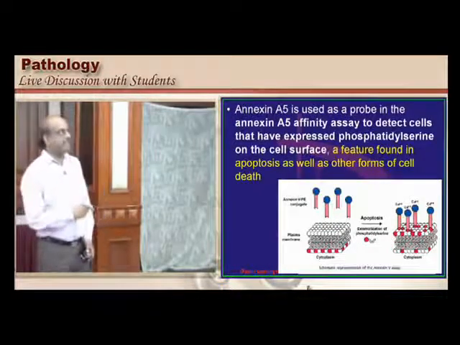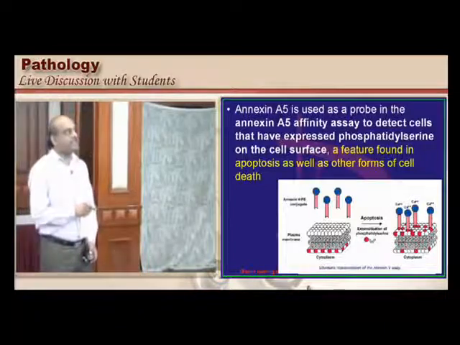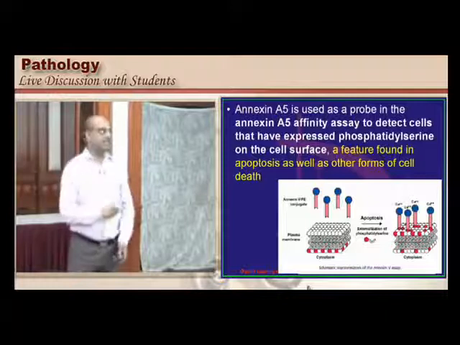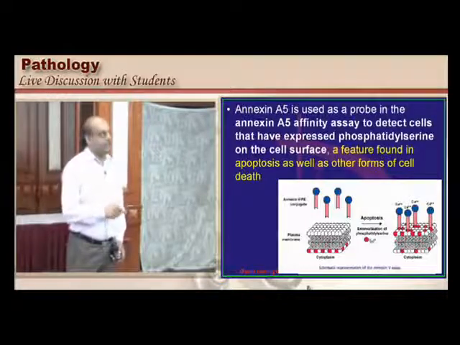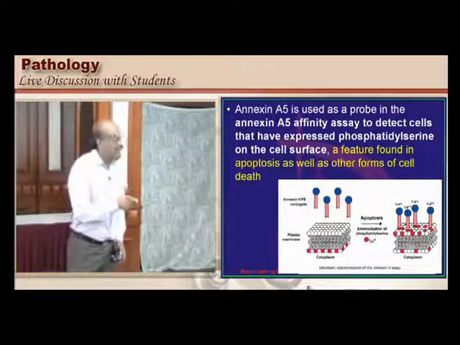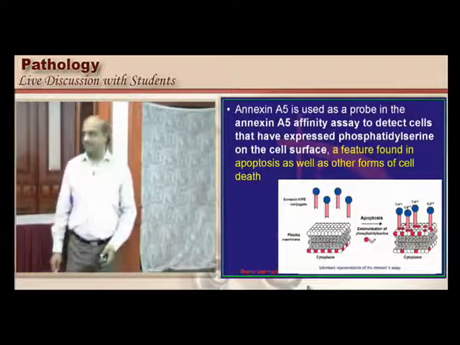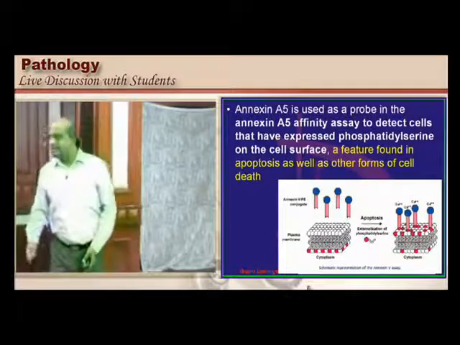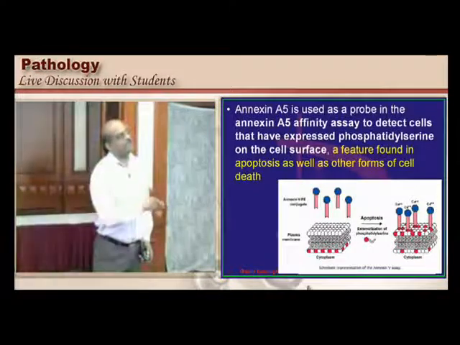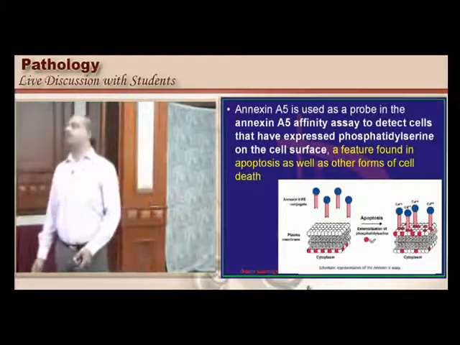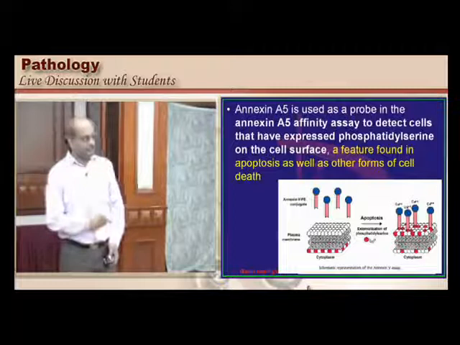It will detect the cells that have expressed phosphatidylserine on their cell surface, and only those cells which are undergoing apoptosis will express phosphatidylserine. Whether they have expressed it or not is identified by annexin 5. So that is the reason the annexin 5 assay is used to identify the phosphatidylserine-expressing cells, which are the apoptotic cells. That is what you need to understand.